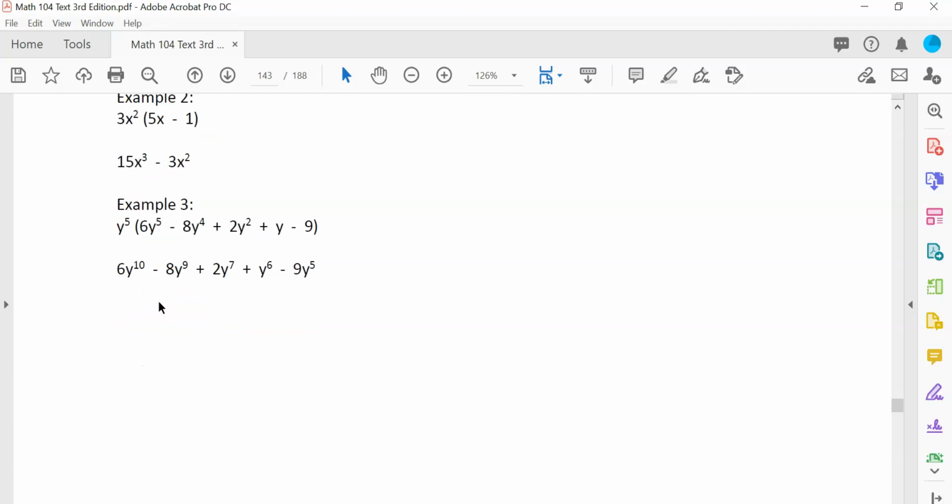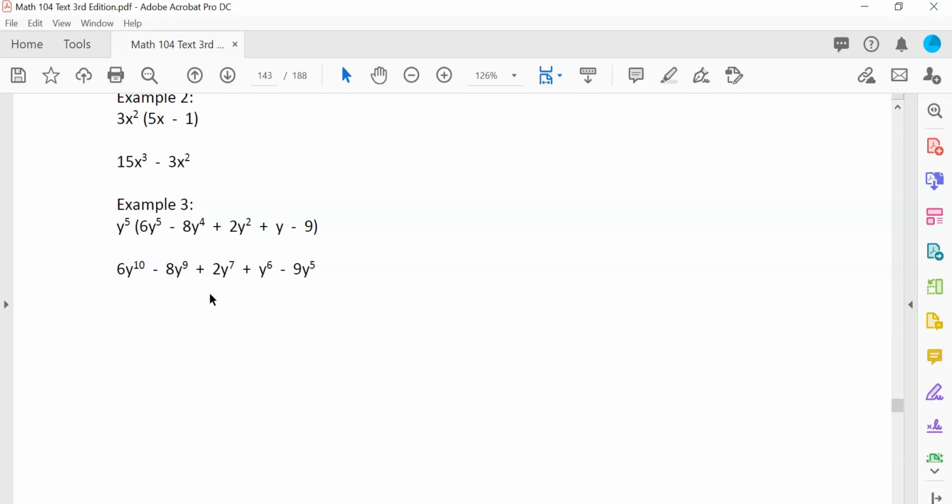In example 3, you can see they've multiplied y to the 5th times this polynomial. So they take y to the 5th and multiply it times each and every term of this polynomial. y to the 5th times y to the 5th gives you y to the 10th, so you end up with 6y to the 10th as your first term. y to the 5th times negative 8y to the 4th is going to give you a negative 8y to the 9th. Again, we're adding the exponents.